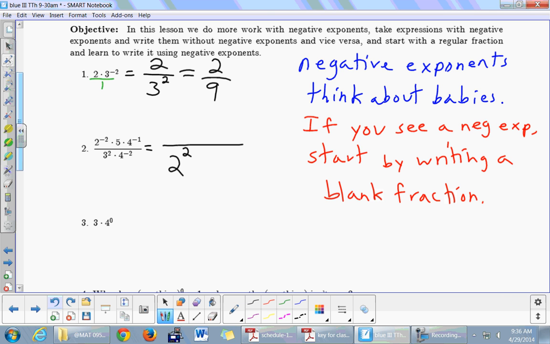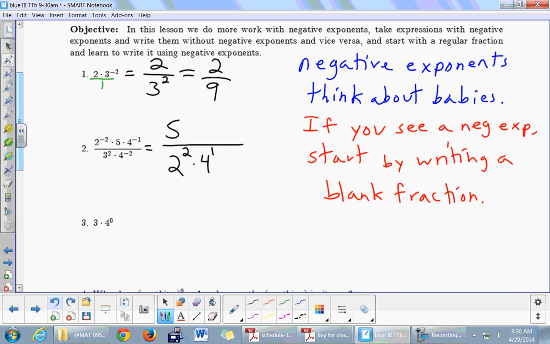Okay? I'm going to keep reading across the top. The next thing I see is a 5. Does it want to move? No, so it stays just where it is. 5. Only things that move are the things with negative exponents. Continuing on the top, 4 to the negative 1, downstairs. And it's all multiplication. So anytime you write something new, put a dot. It's all times. And that negative 1 becomes a positive 1.